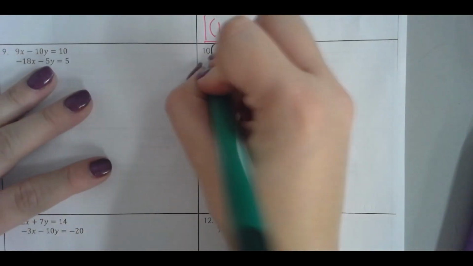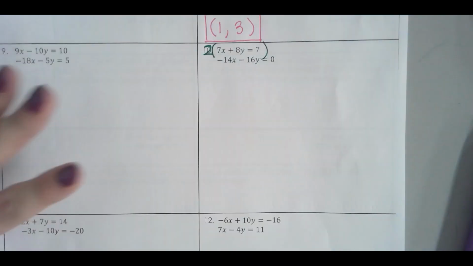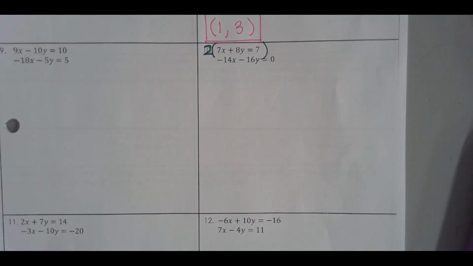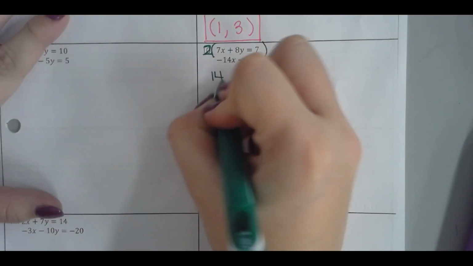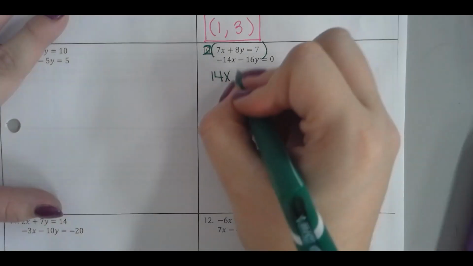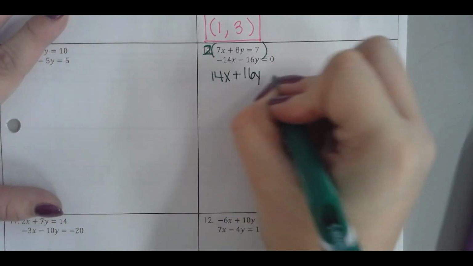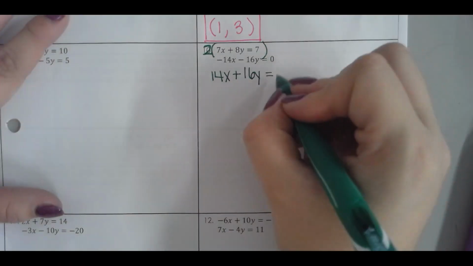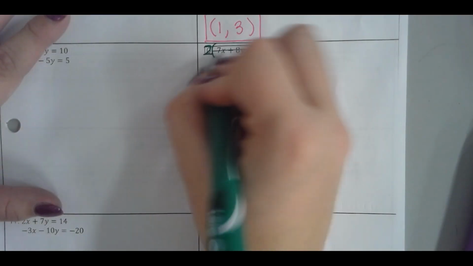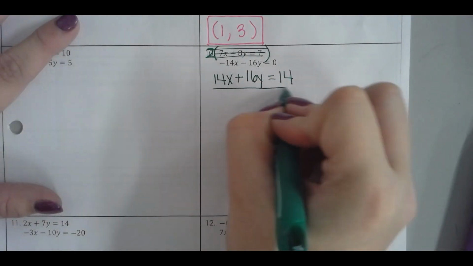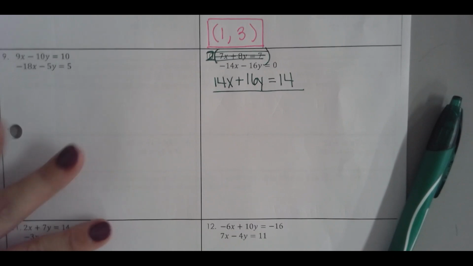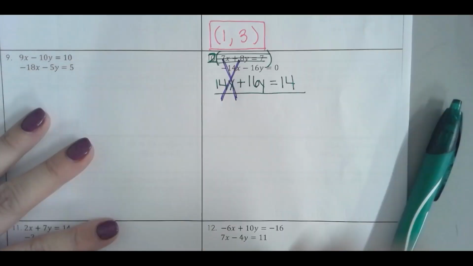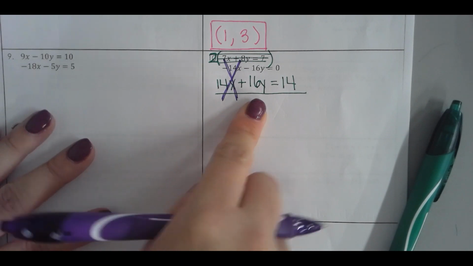All right. So I'm going to multiply the top one by 2. And 2 times 7x is what? 14x. 2 times 8y is 16y. 2 times 7? 14. Hold up. We got trouble. I'm canceling both of them out. I'm just calling it 0. How about that? Okay. So, yeah, we have a negative 14x and a positive 14x. Cancel. Negative 16 and 16. Go ahead and cancel that.